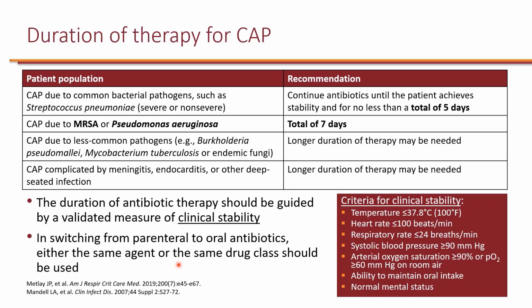However, some agents are only available as IV. For example, ceftriaxone is only IV. In that case, you can find an oral equivalent of that agent as long as it's in the same class. So in general, with a third generation cephalosporin, you can switch from an IV to an oral. The same is true with the penicillins and beta-lactams in general.